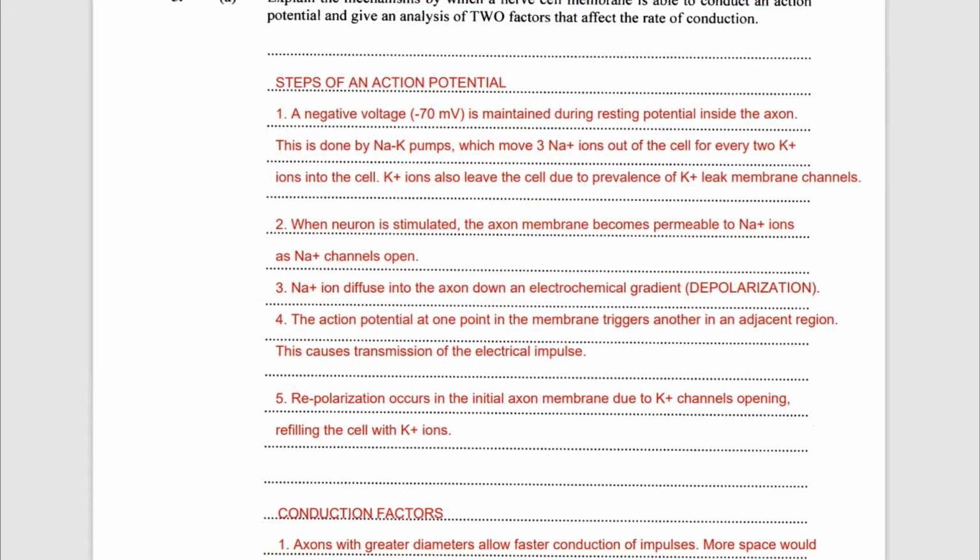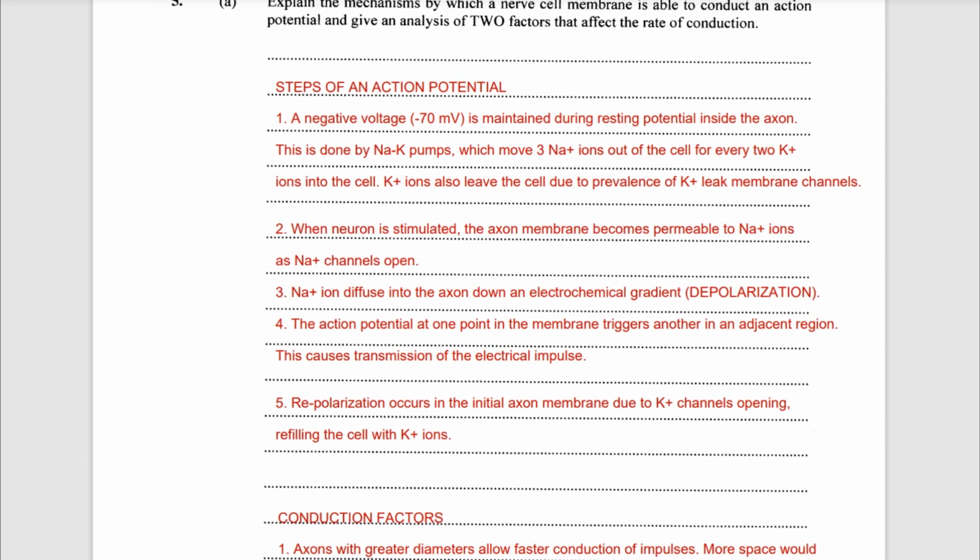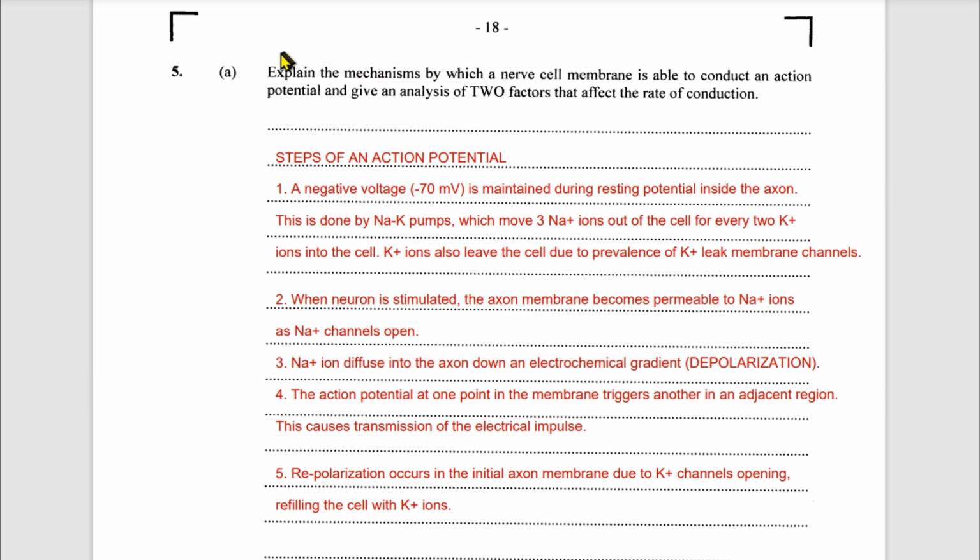Okay, so 5, we have a beast of a question here. Anything with action potential could cause a lot of stress. So explain the mechanism by which a nerve cell membrane is able to conduct an action potential and give an analysis of 2 factors that affect the rate of conduction.